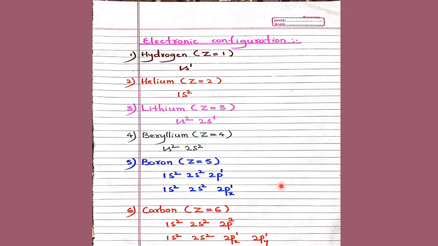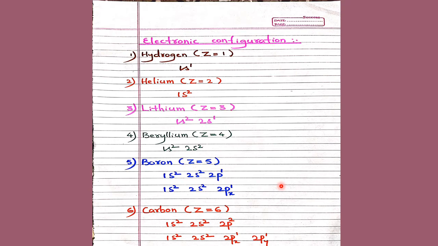So after understanding the three rules, today we take some examples. Yesterday we understood the rules. Today we take some examples, so that we understand how those three rules are used to write the electronic configuration according to the quantum mechanical model.